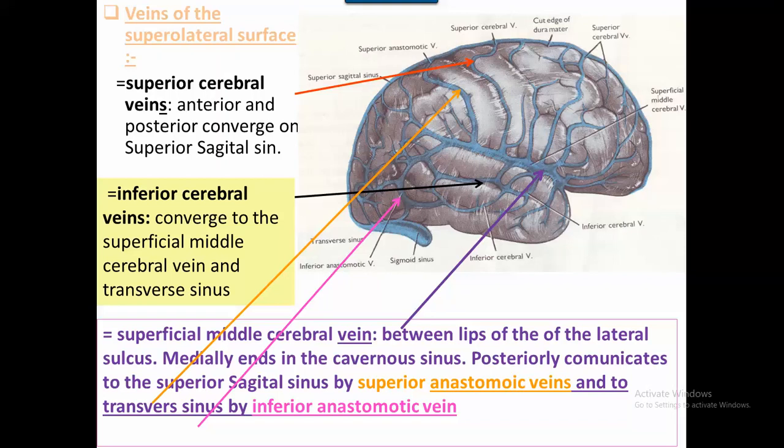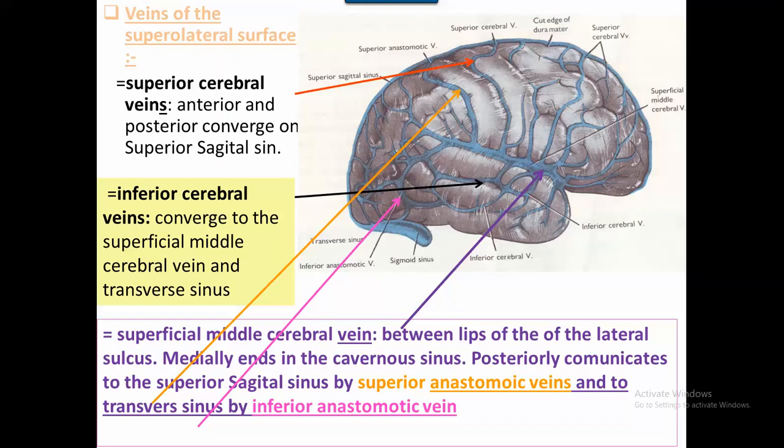Now, the superior cerebral vein, that is the superior cerebral vein. Here is the superior sagittal sinus, around the upper surface of the hemisphere. Okay, and here is the transverse sinus. Look, the transverse sinus, and the inferior anastomosing vein.